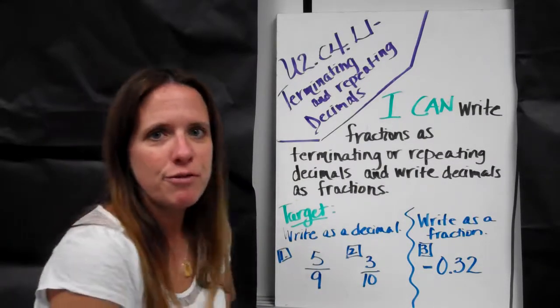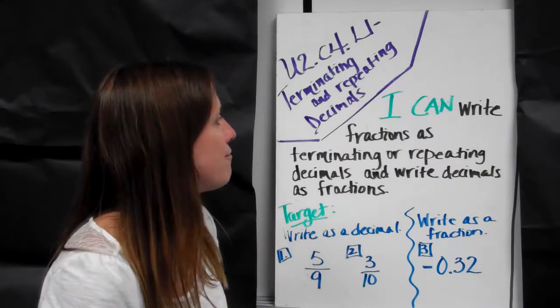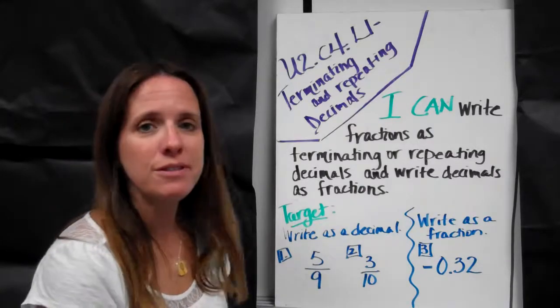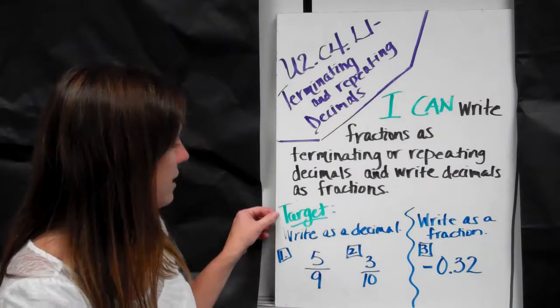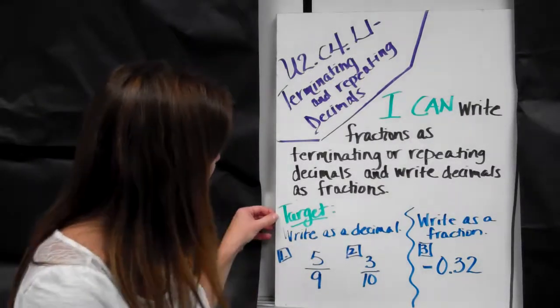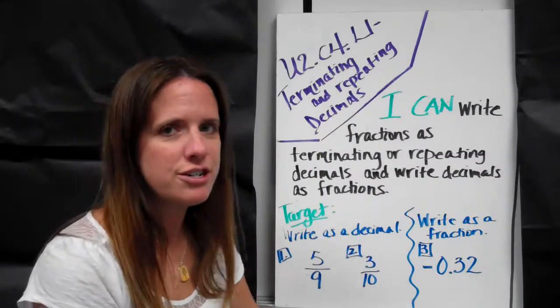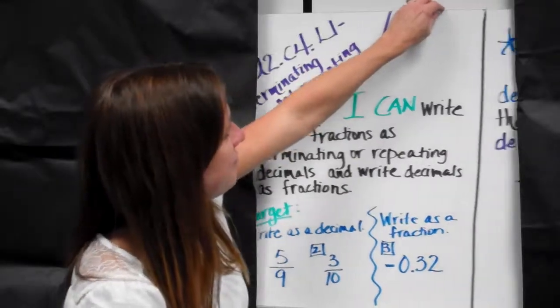Your learning target for this is that you will be able to say, I can write fractions as terminating or repeating decimals and write decimals as fractions. At the bottom here, I have the target that you're going to try to hit at the end. There's 3 problems here. Again, don't worry about this now. We're just showing this to you, and then you will see these again at the end of the lesson.